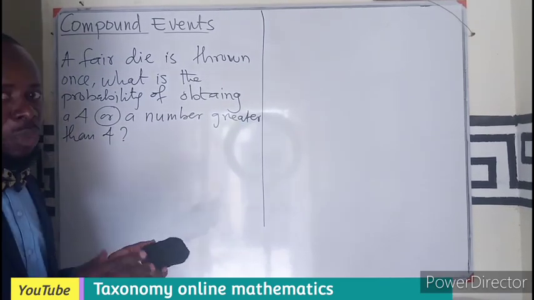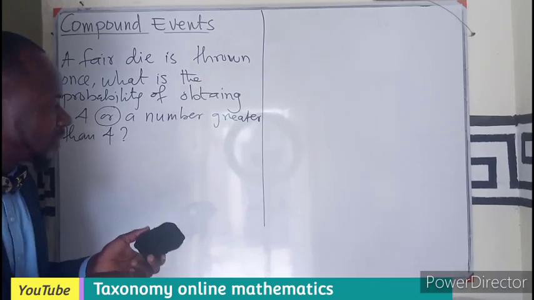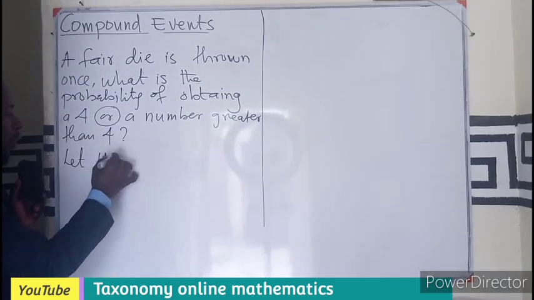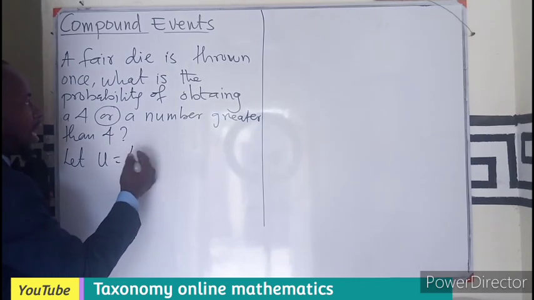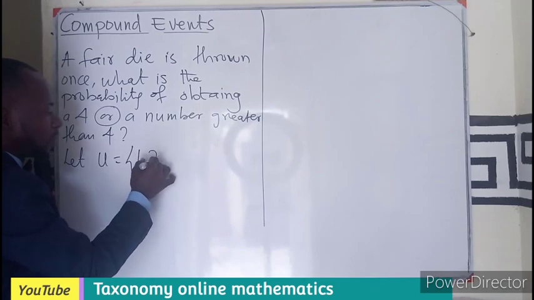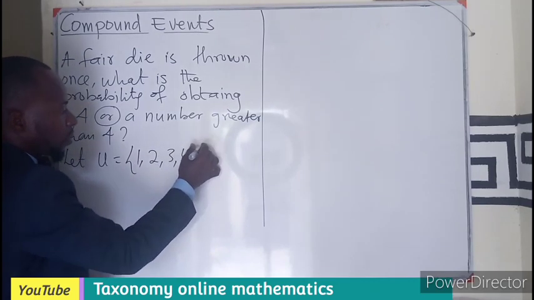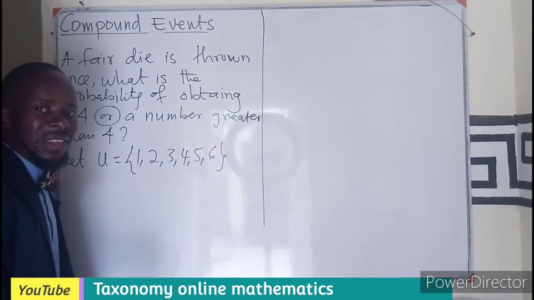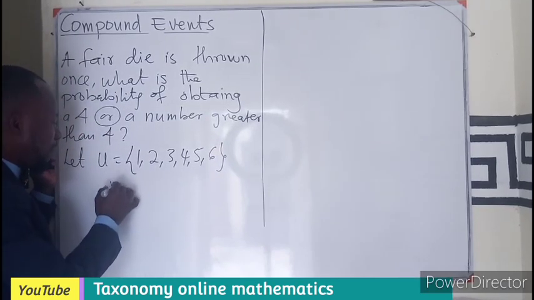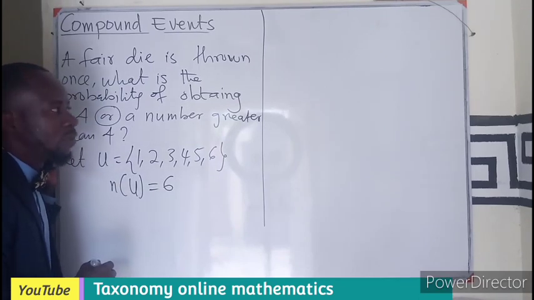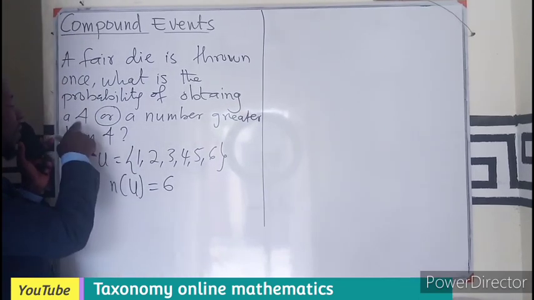So first of all, we know probability deals with sample space and event. So let's take the sample space. So if we let our U equal the set of dice, which is going to be 1, 2, 3, 4, 5, 6. So these are the numbers we can see on the die. So the number of U becomes 6.